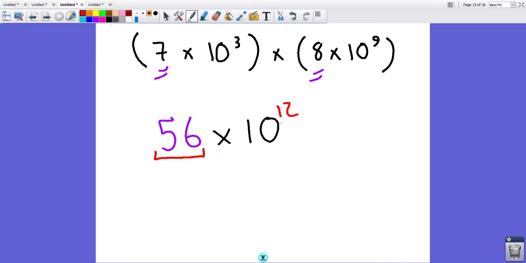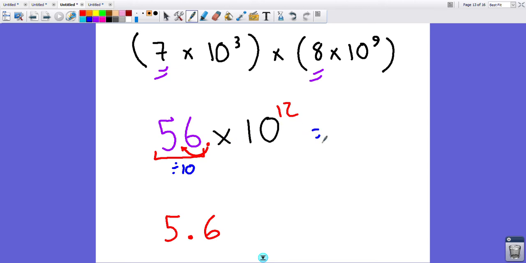The way I'm going to deal with that is the decimal is right here at the moment. I'm going to shift the decimal 1 to the left and make it 5.6. Now, to do that, I had to divide 56 by 10.